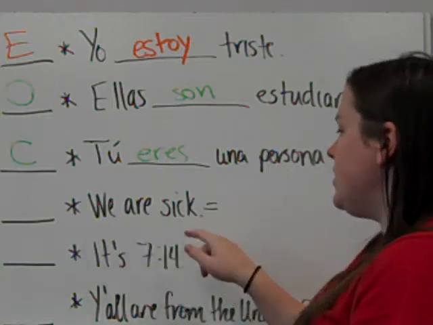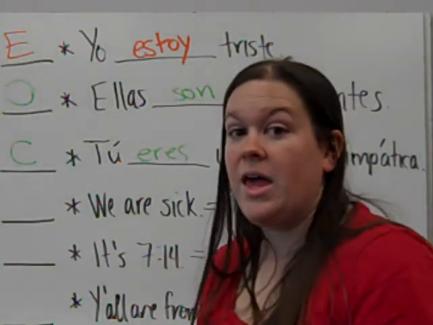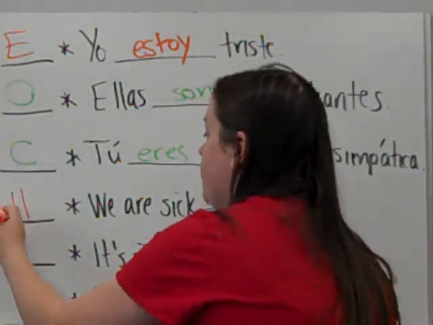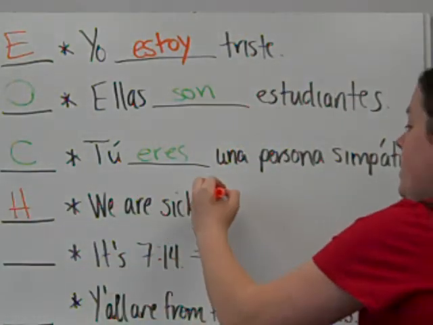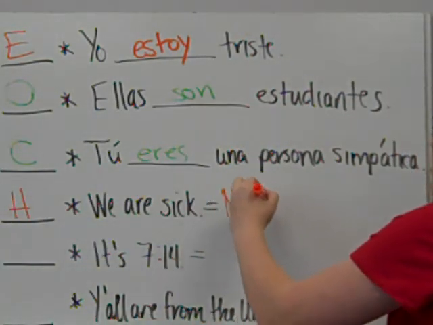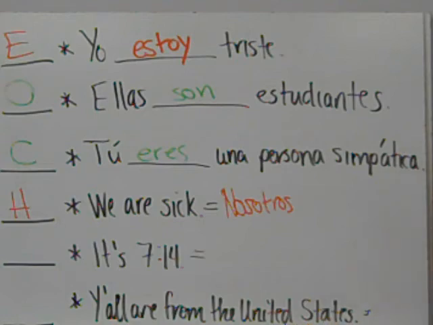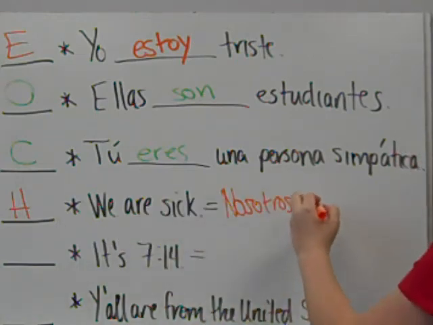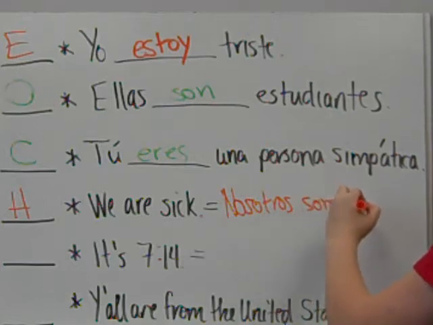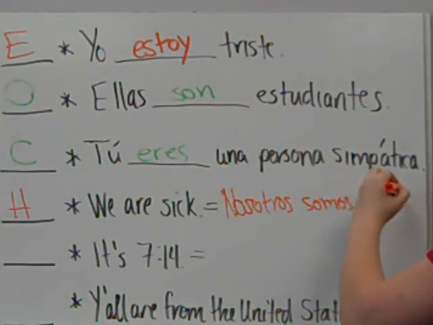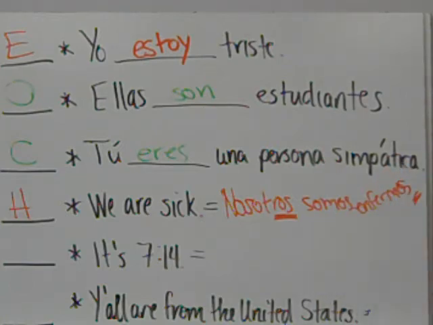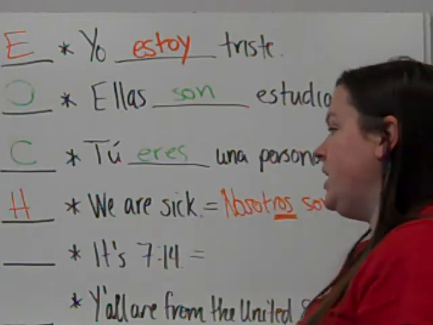All right, we are sick. Sick is a health situation. So we always provide the subject pronoun when possible. It's just good that I know that you know why you're conjugating it. We are, nosotros, somos, and then sick, enfermo. Remember though that since we are plural, enfermo needs to be plural. That should read enfermos.